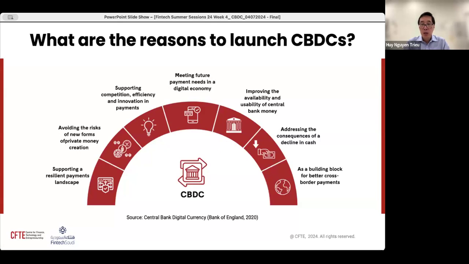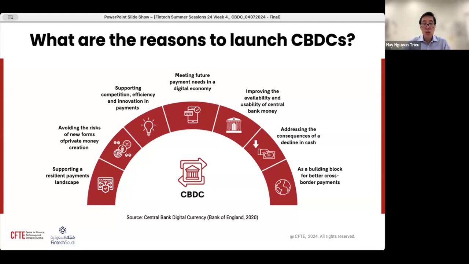For example, cashless economy, which is the meeting future payment needs in the digital economy, is definitely one. The fact that we have less cash in society in general. Addressing the consequences of a decline in cash is here. Some of you mentioned cross-border payments. You see it here also.